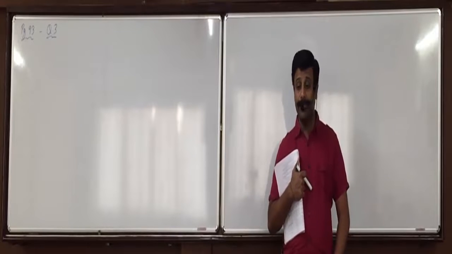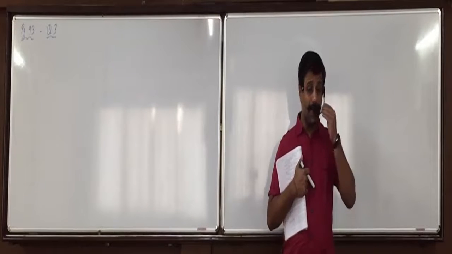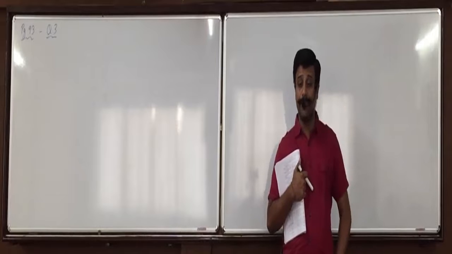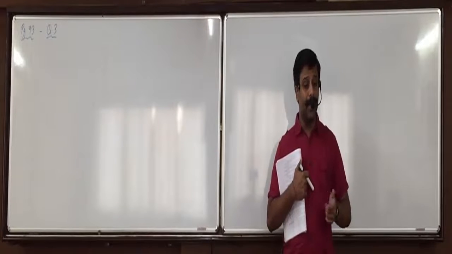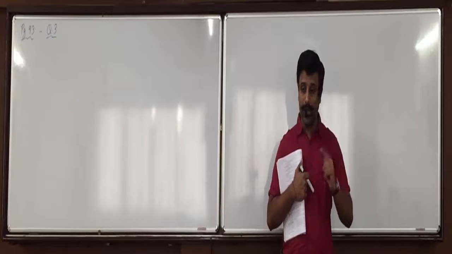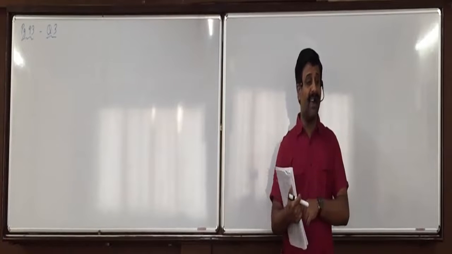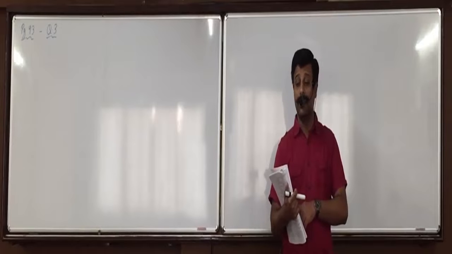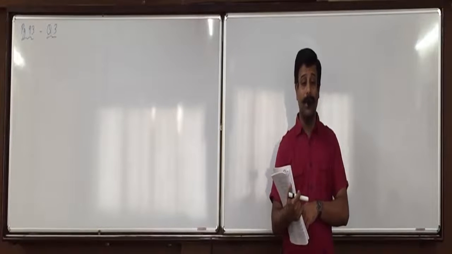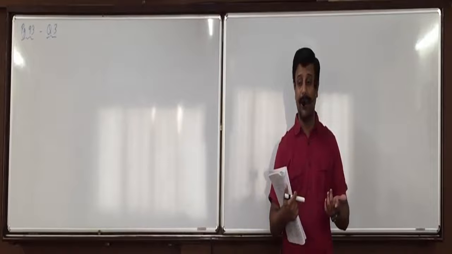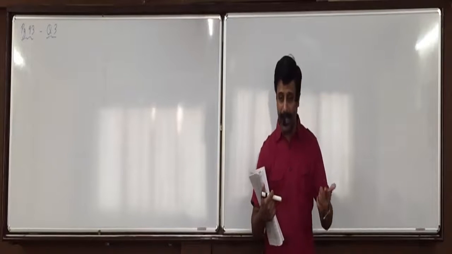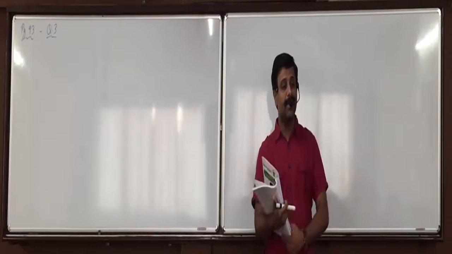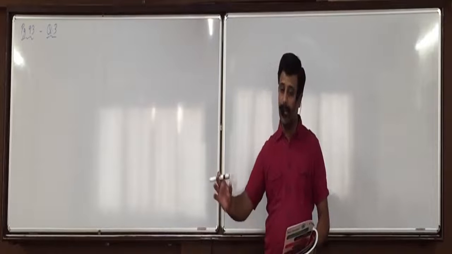5,31,000 divided by 90, 5,900. Now what will be the entry if debentures are issued at discount? Vendor account debit. Debenture discount account debit. To debentures. Debenture discount is 5,900 into 10. And debentures 5,900 into 100.